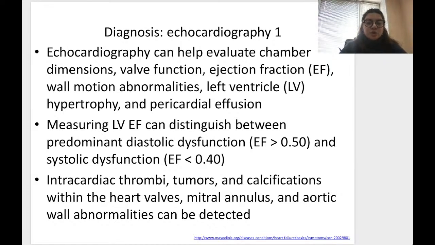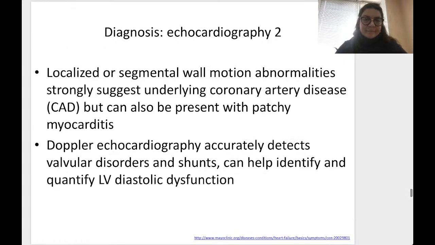Intracardiac thrombi, tumors, and calcifications within the heart valves, mitral annulus, and aortic wall abnormalities can be detected. Localized or segmental wall motion abnormalities strongly suggest underlying coronary artery disease, but also can be present with patchy myocarditis. Doppler echocardiography accurately detects valvular disorders and shunts, and can help identify and quantify left ventricle diastolic dysfunction.